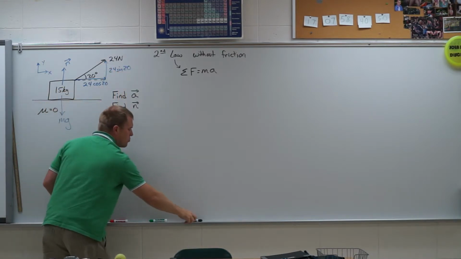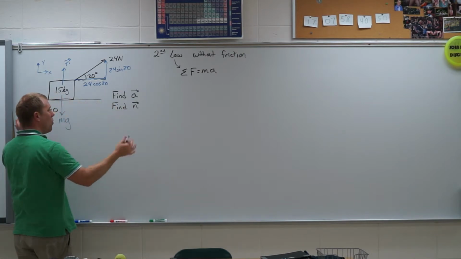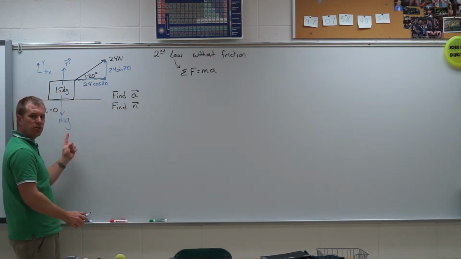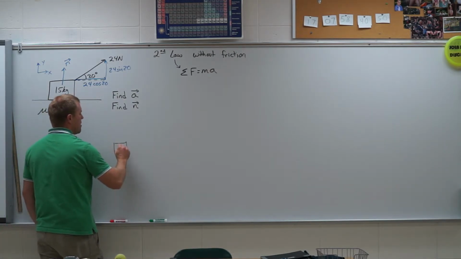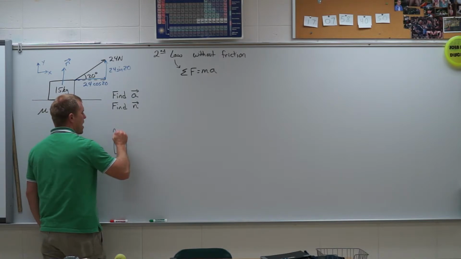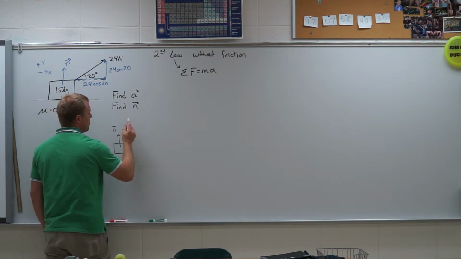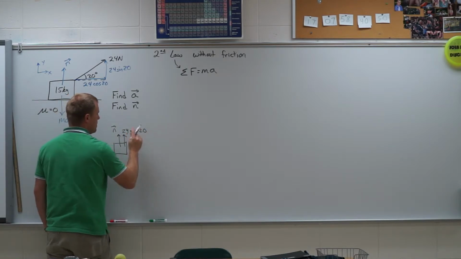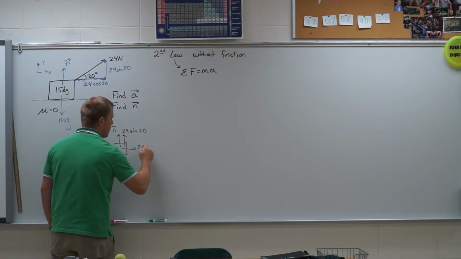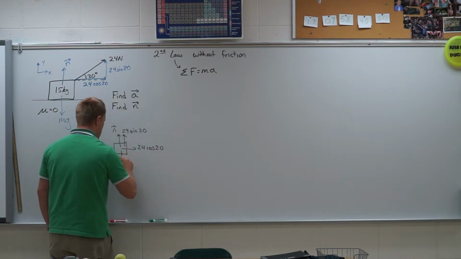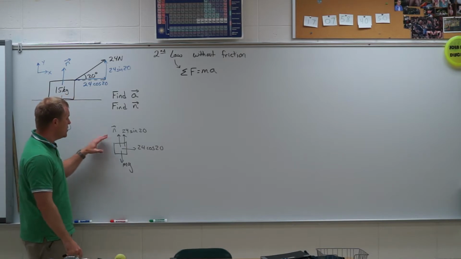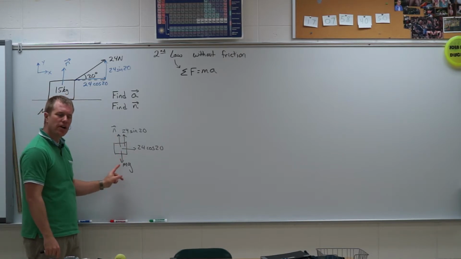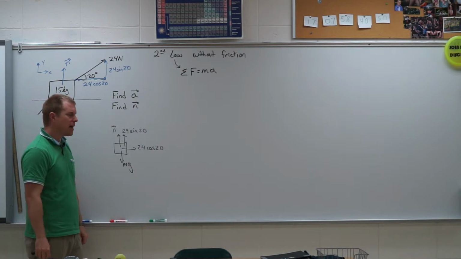Now, some people like to redraw this free body diagram just to organize it a little bit. So all the blue arrows, I'm going to redraw it with just those. So I have the normal force, I have the 24 sine of 20, I have 24 cosine of 20 and mg. The reason we like to redraw it is you can see, hey, which vectors are in my y direction, which vectors are in my x direction.